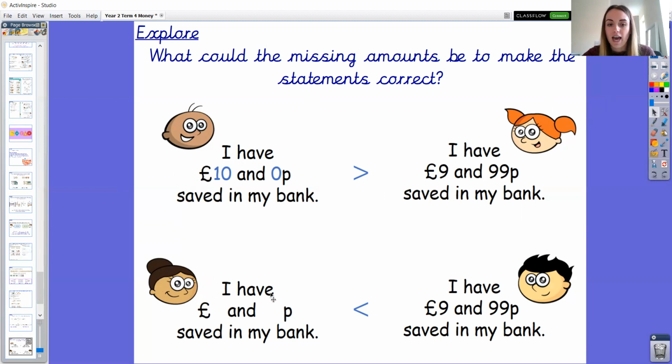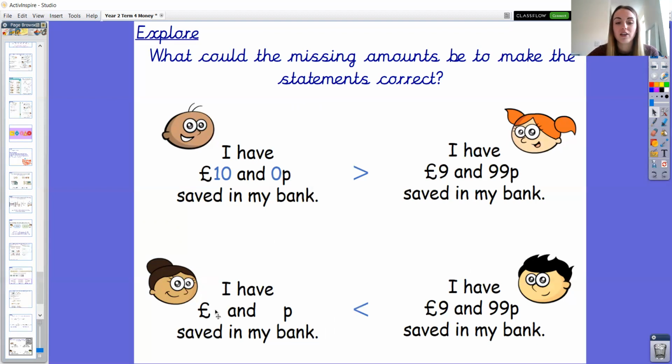The girl says, I have pounds and pence saved in my bank. So again, we're thinking about what is that missing amount? Who can remember what this symbol means? Less than, well done. So less than our friend, who the boy says, I have £9 and 99 pence saved in my bank. So again, same value, but this time we're thinking about what could be less than that amount. So please pause the video here to think of an example, but of course there are many possibilities.